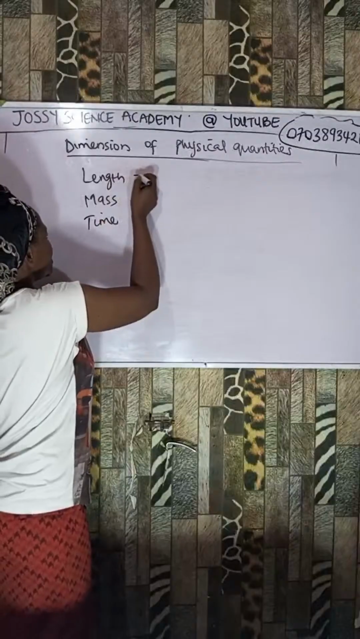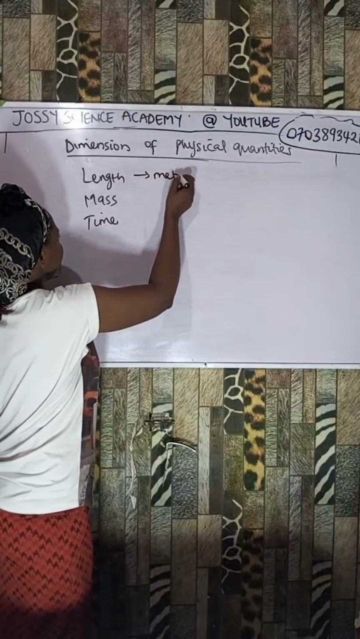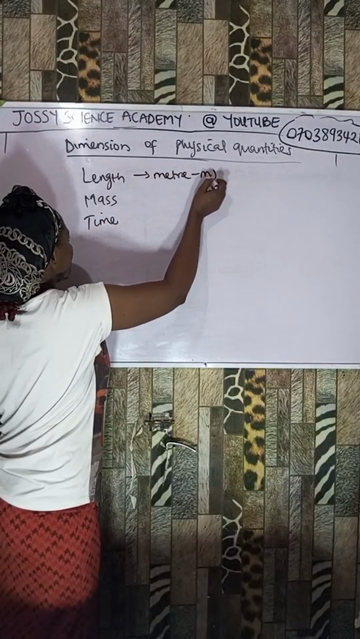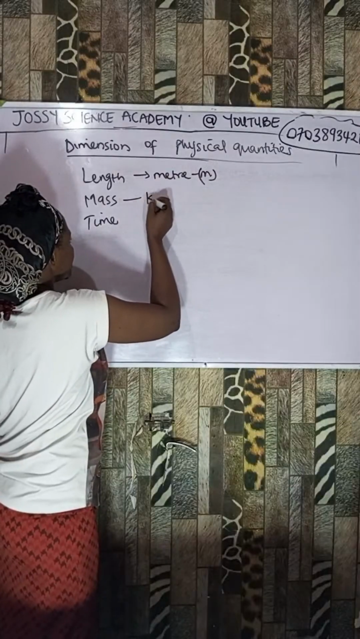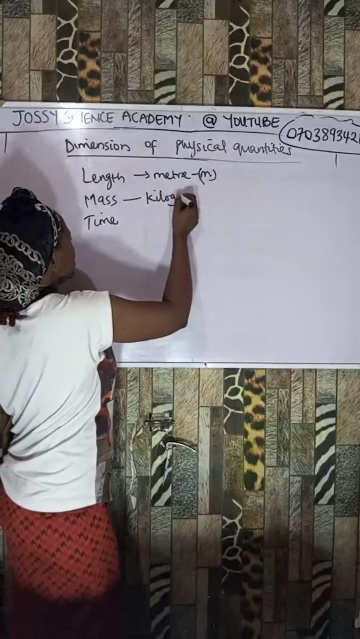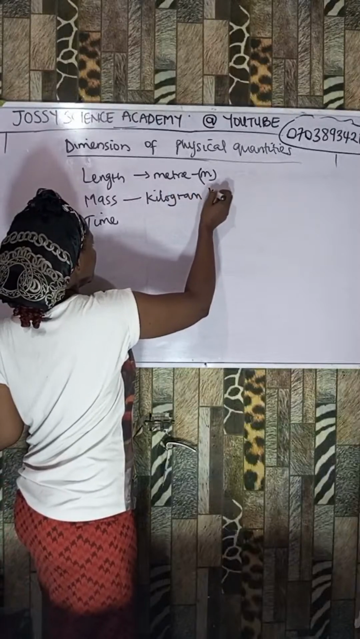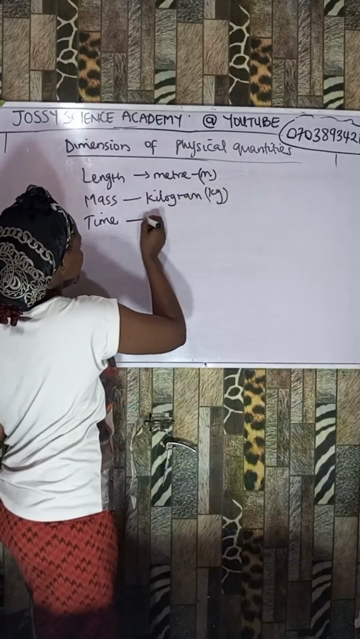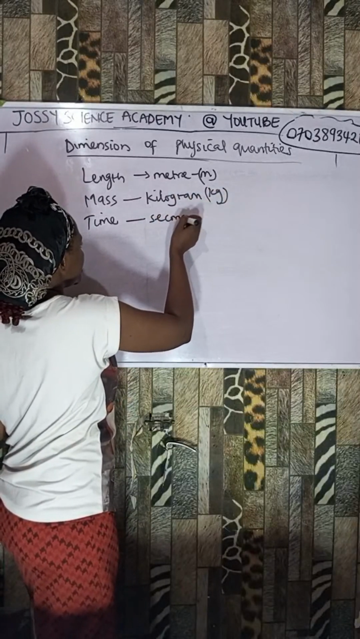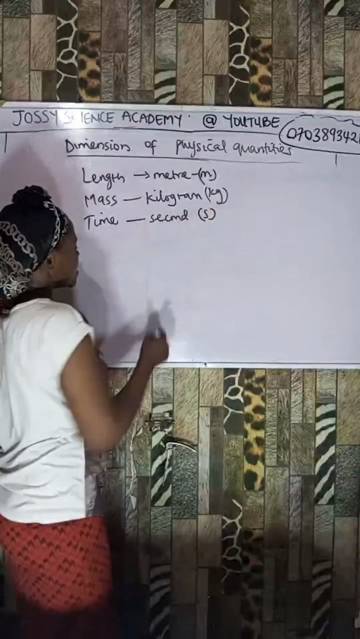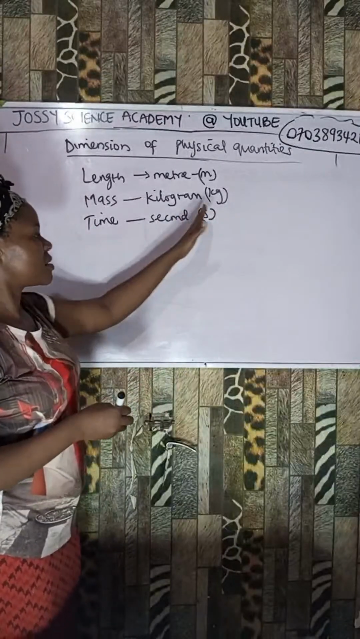So unit of length is what? Meters, denoted by small letter m. Unit of mass is kilogram, denoted by kg. Unit of time is second, denoted by what? s. Now that is the unit, okay?